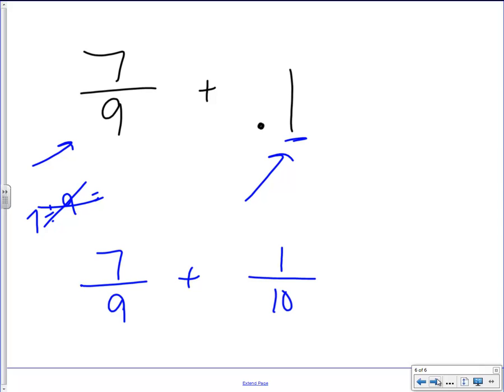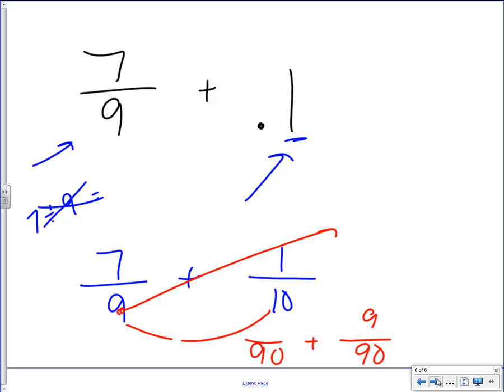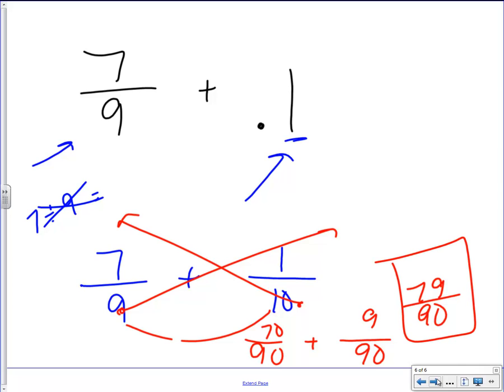So here I need to add them, and anytime I add and subtract, I need a common denominator, so I multiply them both together and I get 90 as a new common denominator. I multiply diagonally from bottom to top and I get 9, I multiply bottom to top and I get 70. So I add across the top and I get 79 over 90. For this one, I cannot simplify at all by dividing by anything, so I'm going to call 79/90ths my final answer.